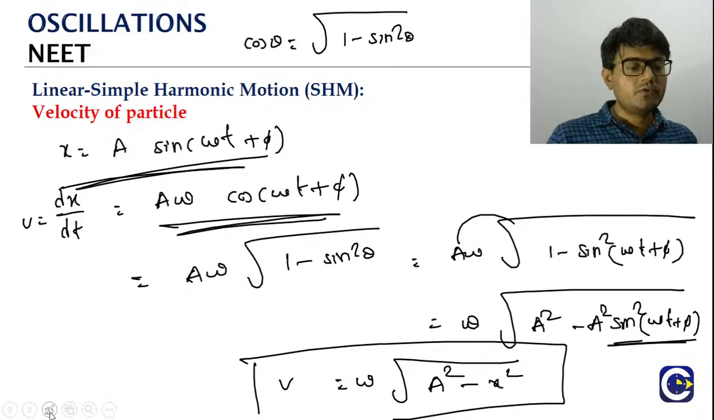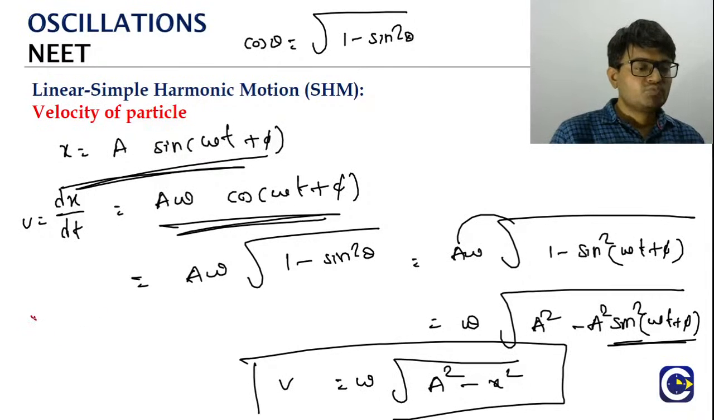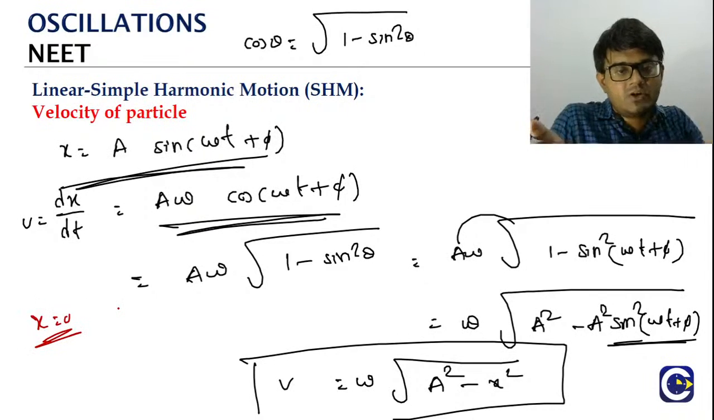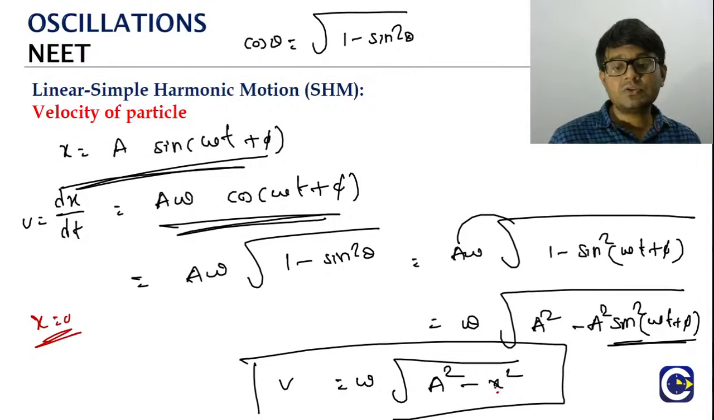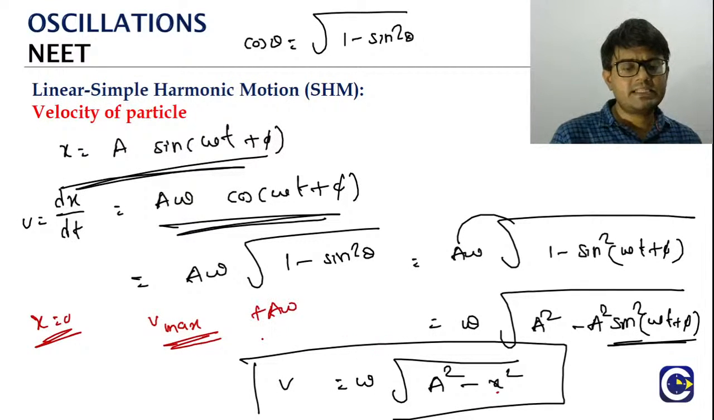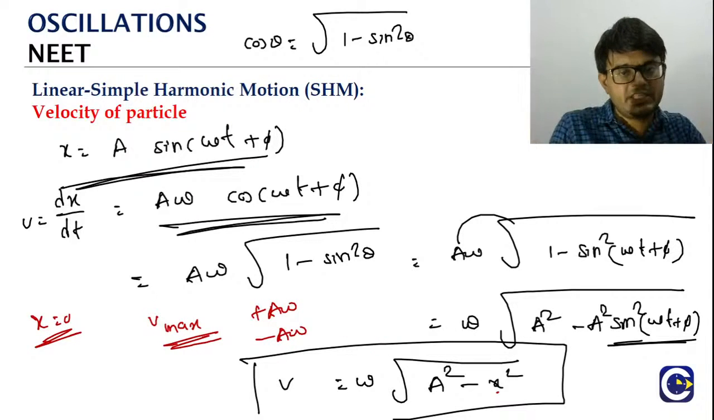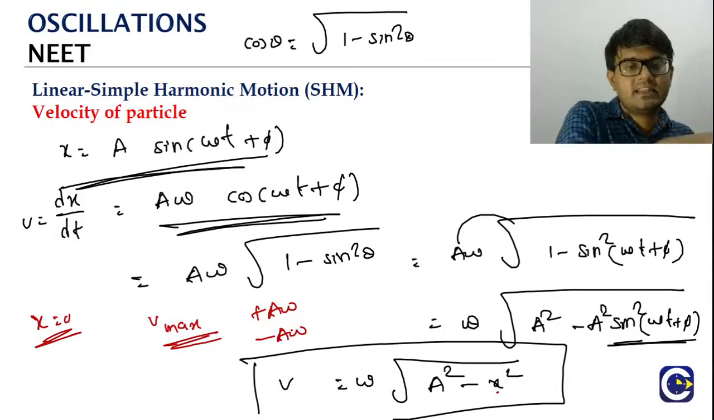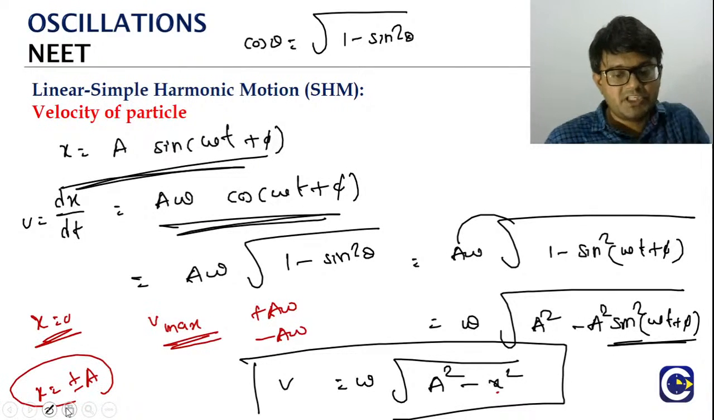From this we get a beautiful conclusion. If x is equal to 0, that is the mean position, because displacement 0 means the mean position. Then the value of the velocity will be maximum, either plus a omega or minus a omega depending on the direction. Generally, if it is going to the right we take it as positive, and to the left as negative. If x is equal to either plus a or minus a, that is the extreme position.